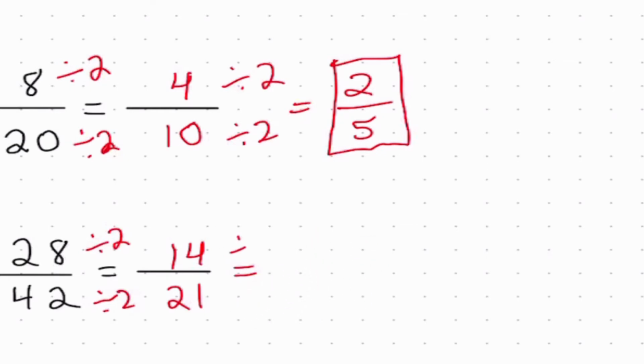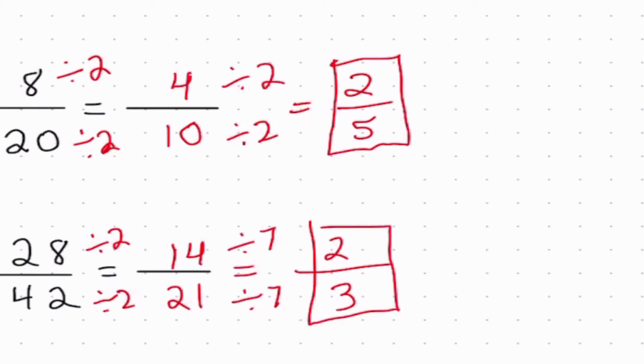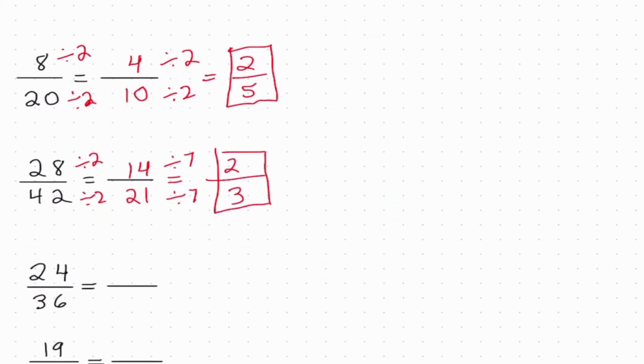Let's try 5. If we divide both by 5, what are you going to get there? We would get 2.8 over 4.2. So 21 divided by 5 would give us 4.2. So that would also not work because that is not going into those numbers exactly. Let's try 7. Divide them both by 7. And we would get 14 divided by 7 gives us 2. 21 divided by 7 gives us 3. So that would actually work, and that would give us our simplest form for that fraction. So 2/3.